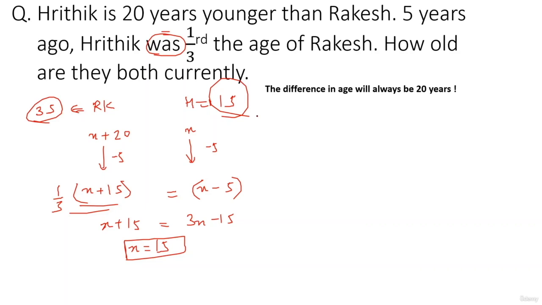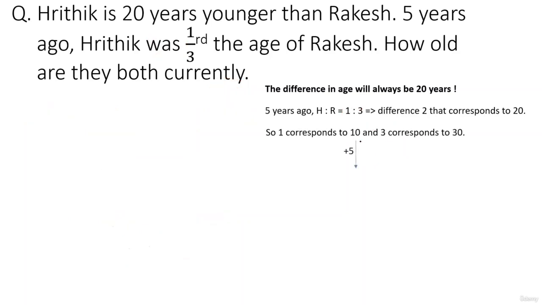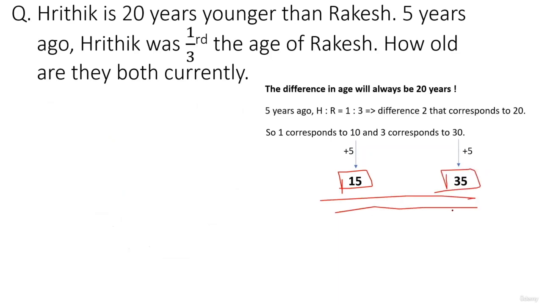So let's apply ratio and solve the question very quickly. Okay, difference in age will always be 20 years. That is a fact we use. Okay, now 5 years ago, the ratio of their age is 1:3. Okay, Ritik's age is 1/3 of Rakesh's, right? So if Rakesh's age is 3, Ritik's is 1/3 of that, 1, right? This ratio is 1:3. Now guys, what will be the difference of these two? 2 points. 2 points corresponds to 20 units, right? So 1 corresponds to how much? 10. 1 corresponds to 10 and 3 corresponds to how much? 30, right? Okay, these are their ages 5 years ago. So we add 5 to both their ages and get their current ages, 15 and 35. See how simple it is, right?